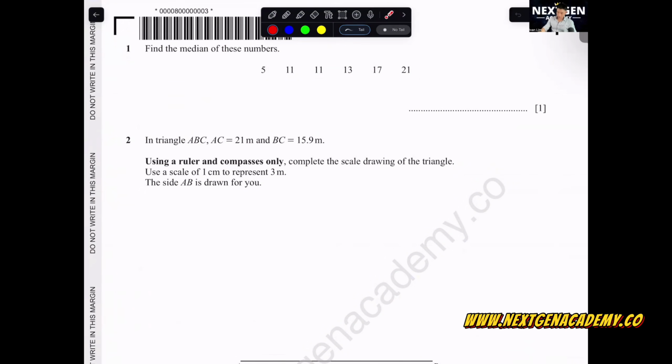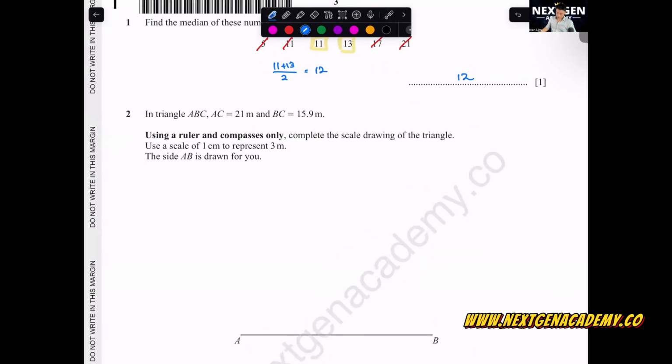Number 1, find the median of these numbers. Median means your middle number. First of all, it needs to be arranged in order. This one is already in order, right? Then how many numbers do you have? 1, 2, 3, 4, 5, 6. Since so few numbers, you can just cut. So you get 2 numbers in between. These 2 numbers, we will take the average of it. So 11 plus 13 over 2, which is equal to 12.